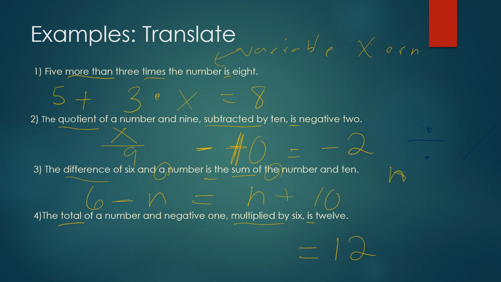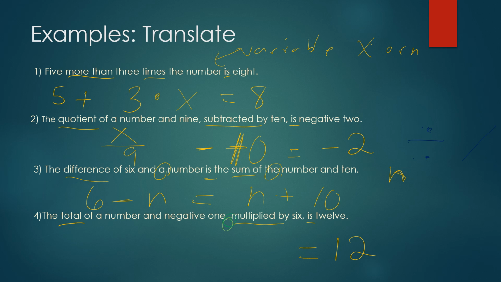Notice here that we have a comma. That means that this entire expression is being multiplied by 6. That suggests that we are going to be using parentheses.